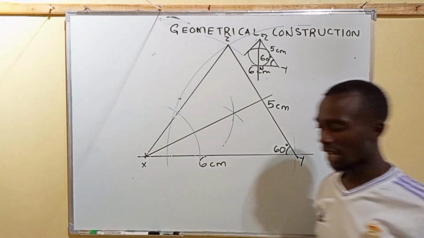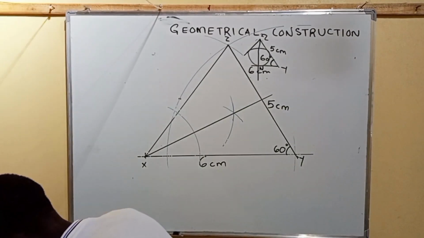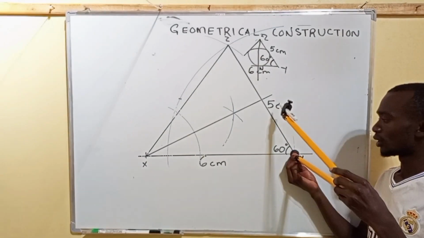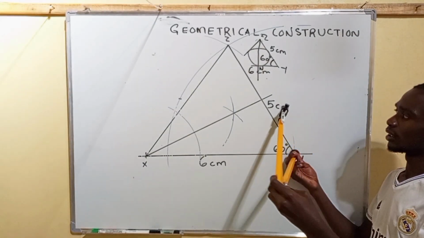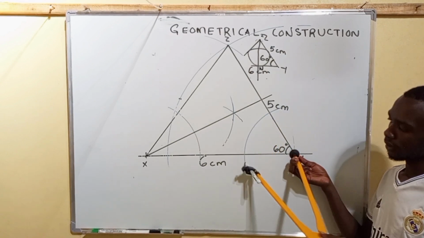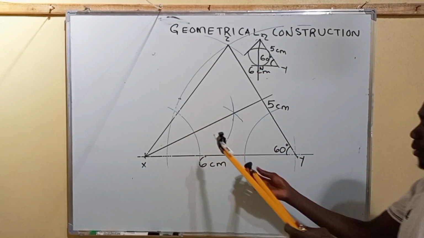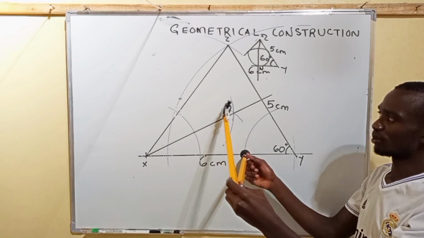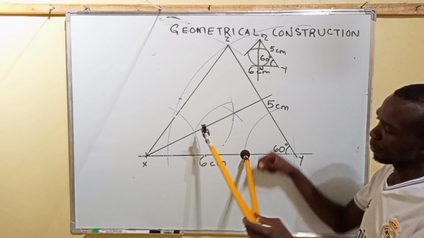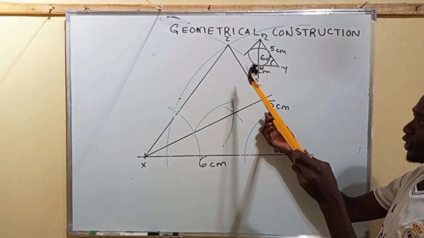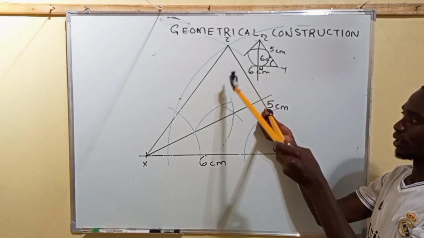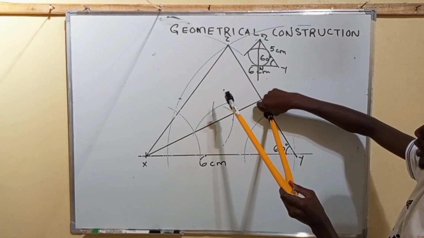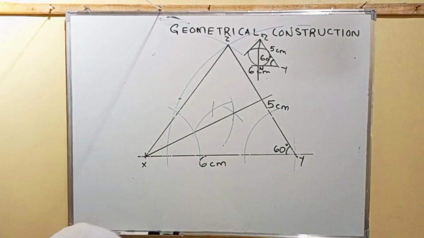Then we bisect the angle at point y. So again, we pick the compass, we place it at point y, make an arc. Then remove your compass. Come at this particular point where it has met the first line and make an arc. You can extend your compass a bit to avoid a lot of confusion, and that's your arc. Then we join this point, where the two arcs meet, to y.